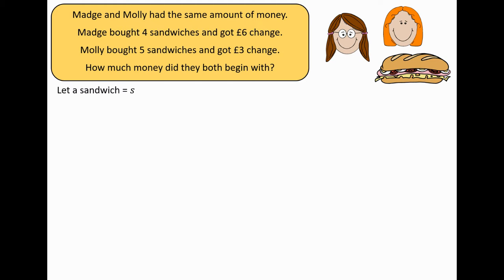So again, I need to define a variable. Let a sandwich, okay, be S. We don't know what the cost of the sandwich is. So let's call, it says here, let a sandwich be equal to S. So we're going to use the variable S, okay, for the cost of the sandwich.